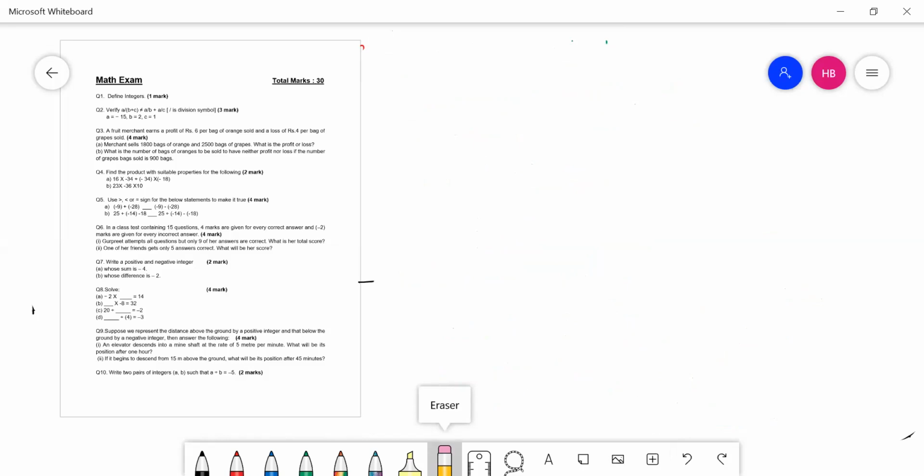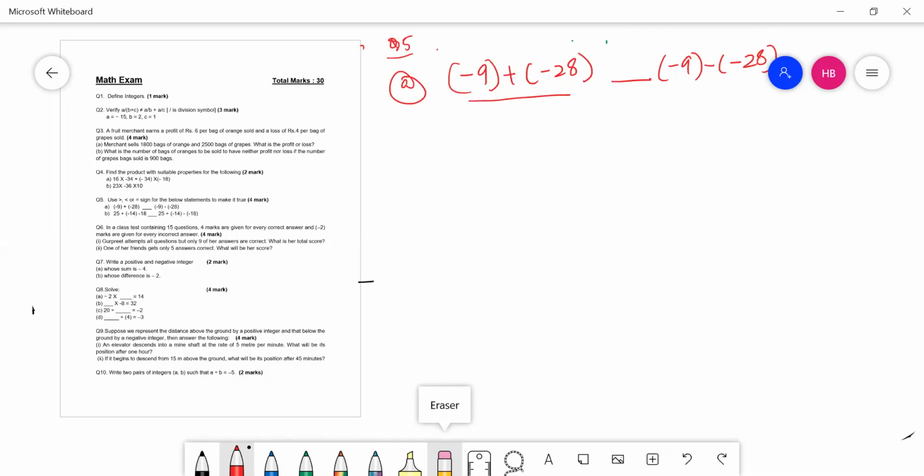So let's do question number 5. Part A: minus 9 plus minus 28, and on the other side, minus 9 minus of minus 28. Okay, so there are two parts of this question. I'm taking this as the LHS part and this as the RHS part, and then trying to solve both of them and see which sign should come in between.